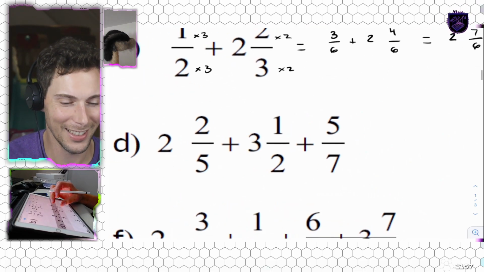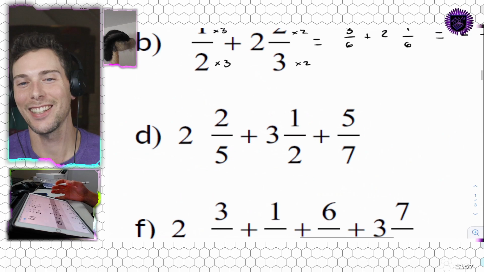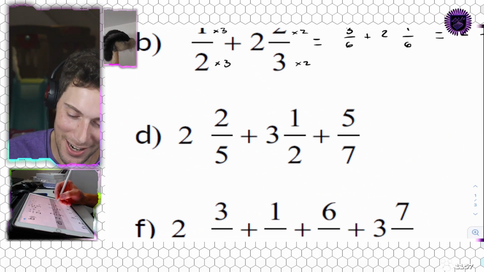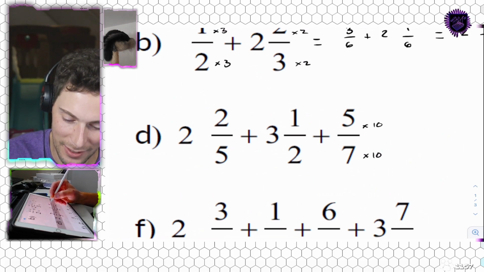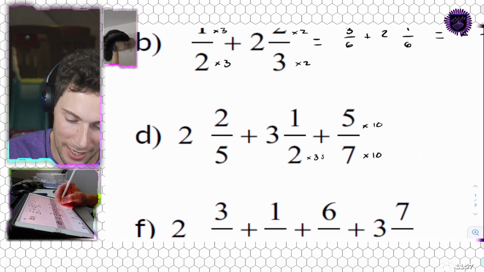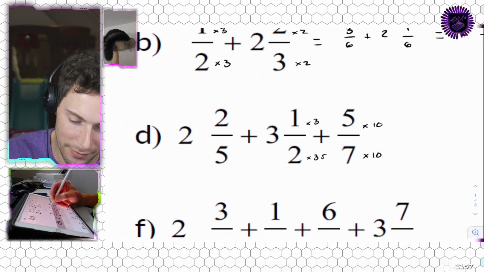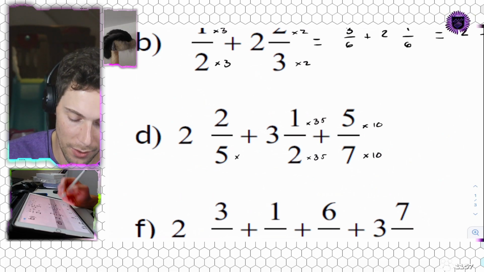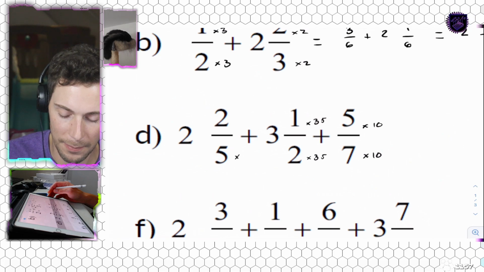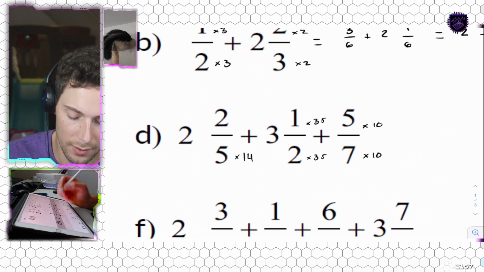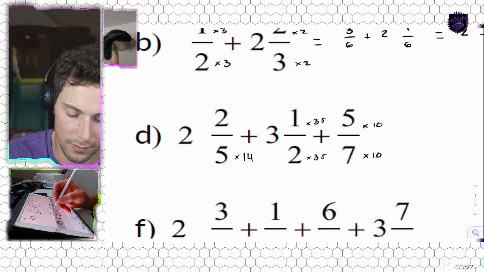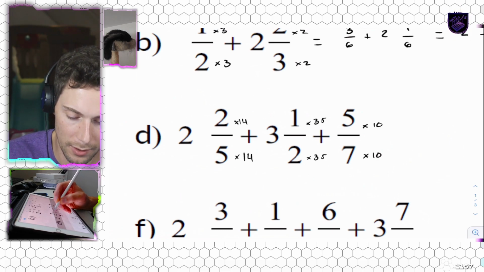Okay. I made this sheet. Anyway, time to practice. Times 10. Times 10. Times 35. Times 35. Times 20. No. 10. 14. Yeah. Times 14. Oh my gosh.